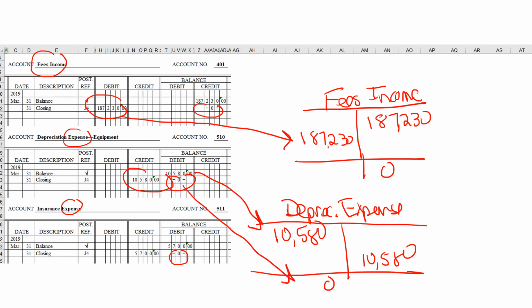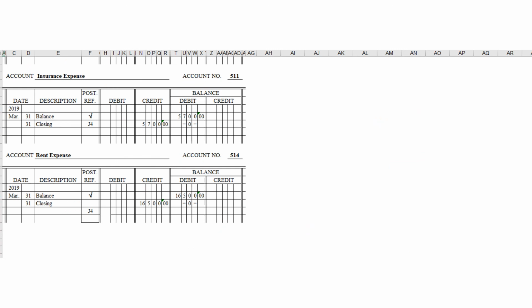So again, T accounts or the 4-column ledger doesn't really matter. It's just as long as you understand the concept of a ledger and what it's designed to do and what the closing entries, how they're affecting the ledger. Again, your temporary accounts, revenues, expenses, and drawing, everything should have a zero balance after the closing. All right, and I believe this is the last one on there. You had insurance expense. Here's rent expense. Notice again, there's your zero balance. Everything should be zero.